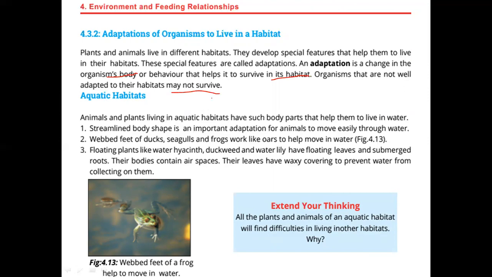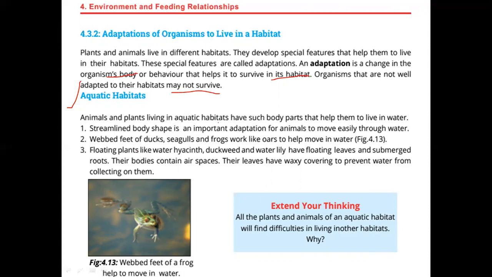There are two basic types of habitats, but later on we have further divided them into different minor habitats as well, but the most important, there are two. One is aquatic habitats, another is terrestrial habitats. First of all, we will see aquatic habitats and the adaptations of the organisms according to them.